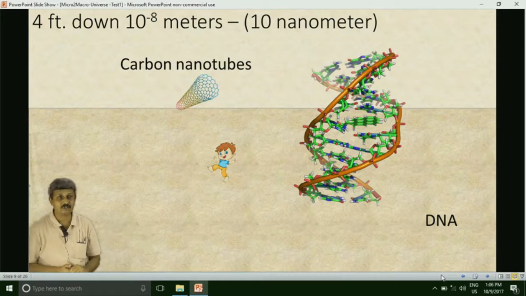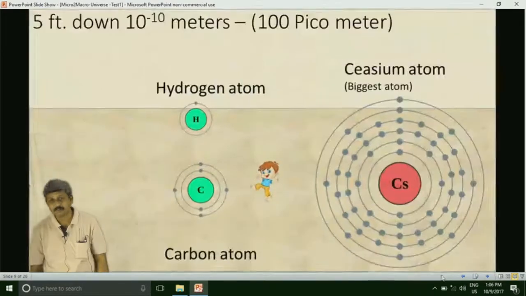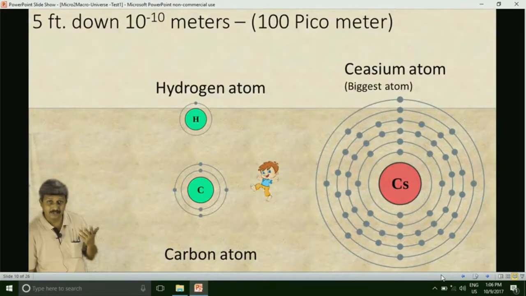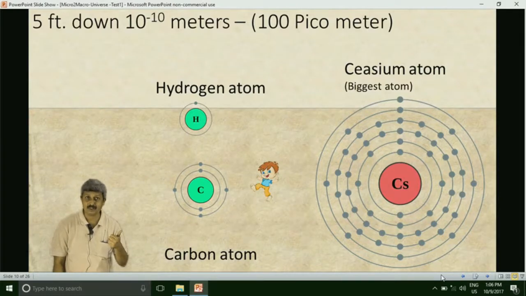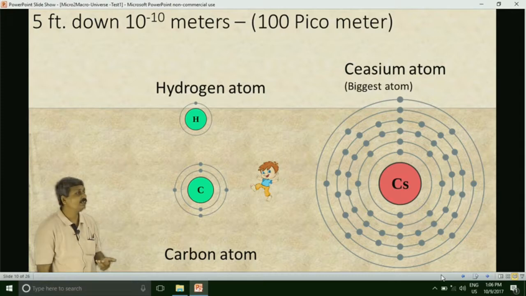So that is basically 4 feet down. We still have 2 more feet to go to hit the ground. So we are already at the 10 nanometer level. Now let us see what will happen if we go further. If you go a little further, 1 foot further, you are just 1 foot above the ground. So you are already starting to see atoms.